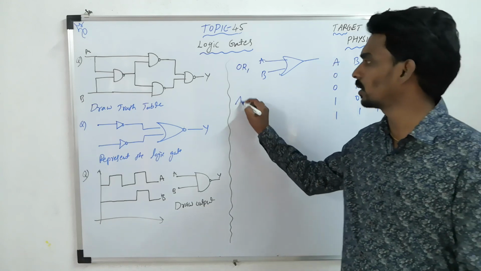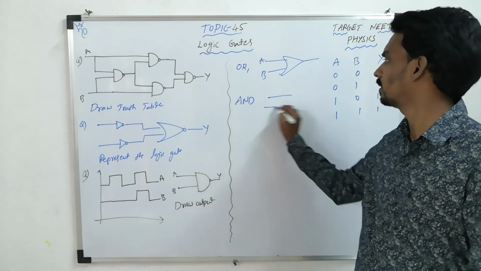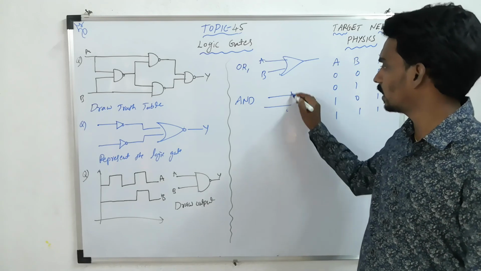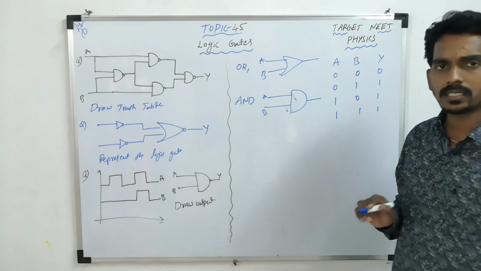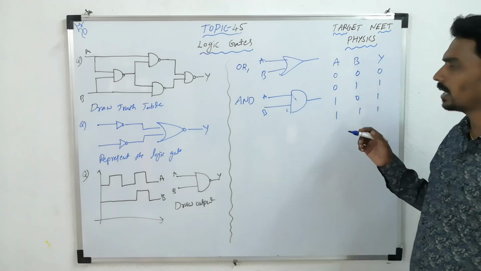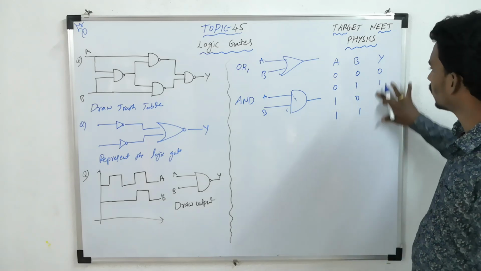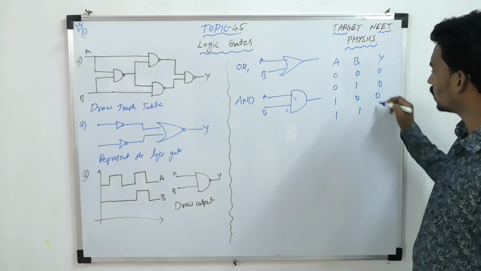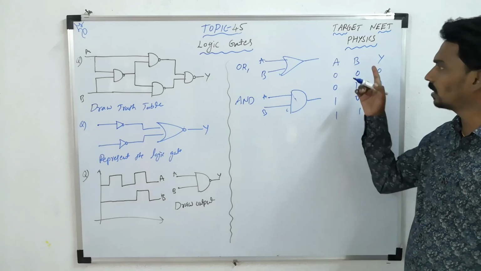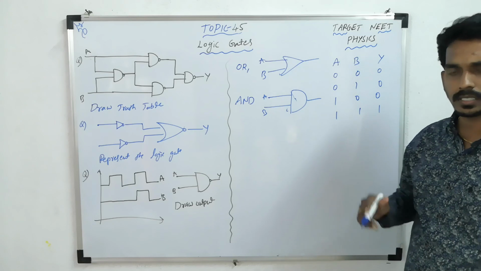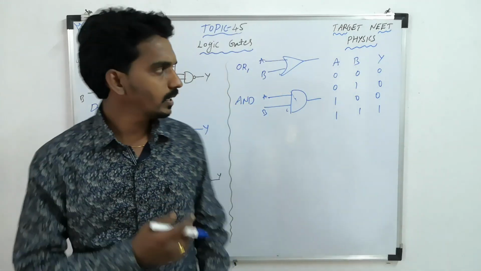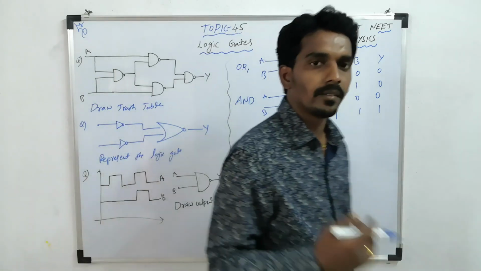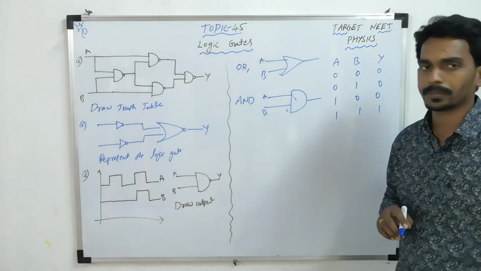Similarly, if you take the AND gate, the general representation is this one, where except for 1 1, every time the output is 0. That means 0 0 0 1. So previously, for the OR gate, except for 0 0, every time the output is 1. And here, except for 1 1, every time the output is 0.